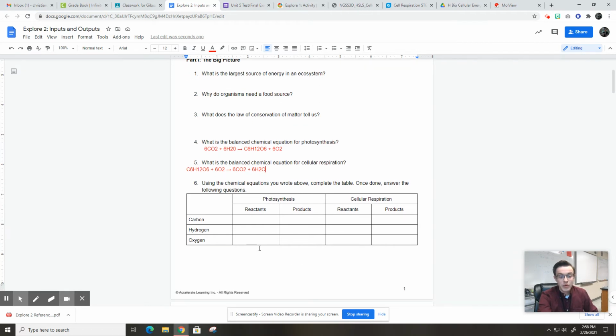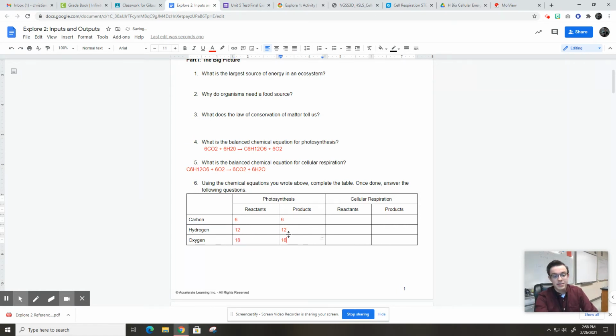All right, and so what we just did, counting the atoms, is what number 6 is wanting you to do. So you can go through and say, okay, in the reactant side to the left of the arrow, how many carbons do we have? 6. Okay, on the products, how many do we have? 6. Hydrogen, we have 12 and 12. Oxygen, we have 18 and 18.